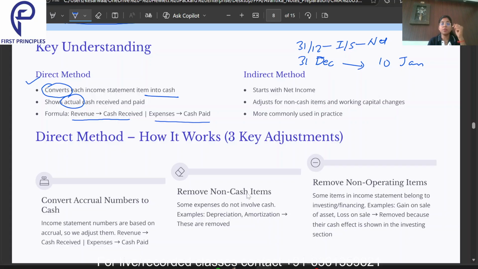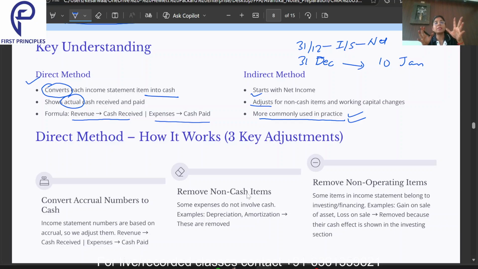Fine. Now in the indirect method, it starts with net income, then adjusts for non-cash items and working capital changes, and it is more commonly used in practice. So this is the more common one as compared to the direct method. And also in the examination, you will not be asked to prepare a full-fledged one anywhere, because the exam is MCQ based, and also in the essay section you will have drop downs, you don't have to type anywhere.